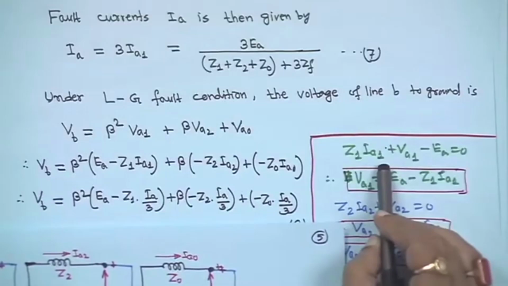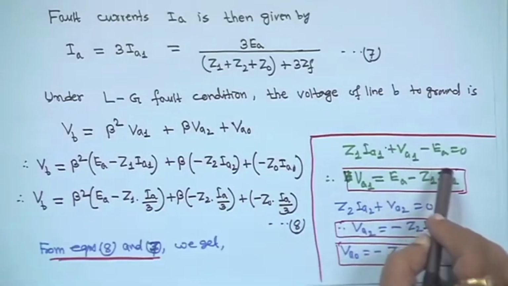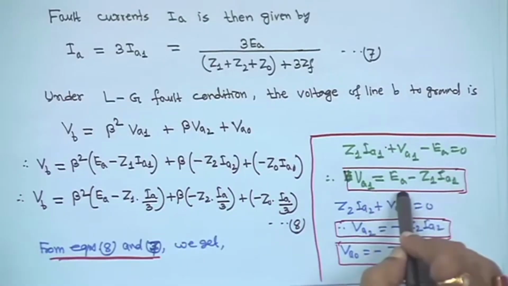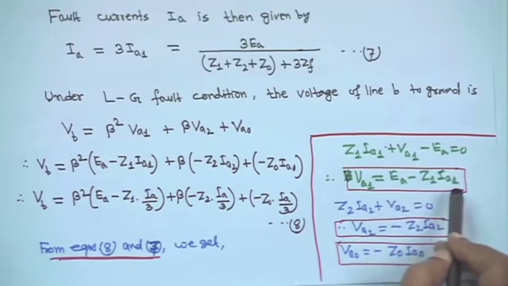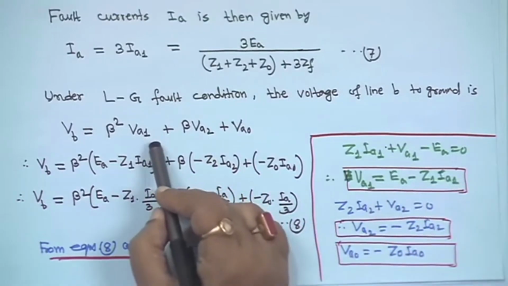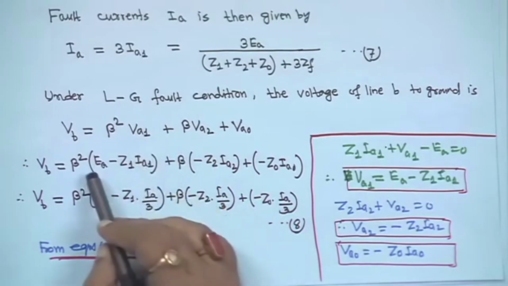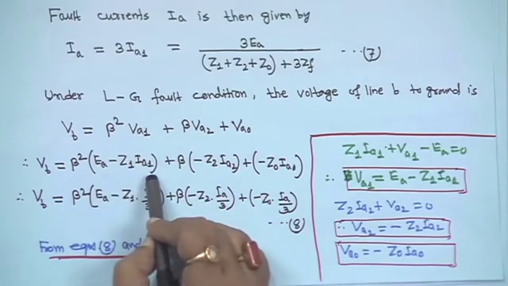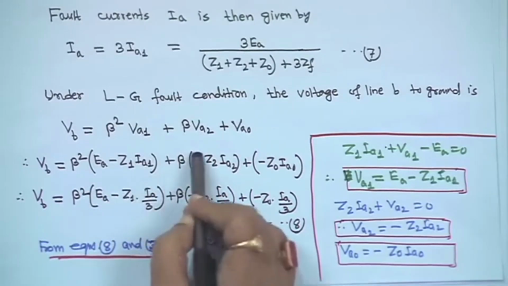So, I am writing Z1 I1 plus VA1 minus EA is equal to 0 here. That means VA1 is equal to EA minus Z1 I1. So, here we are substituting, instead of VA1 we are writing beta square into EA minus Z1 IA1. Now, plus beta, now VA2.